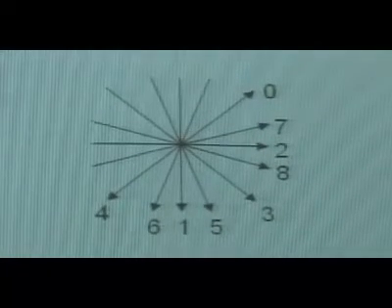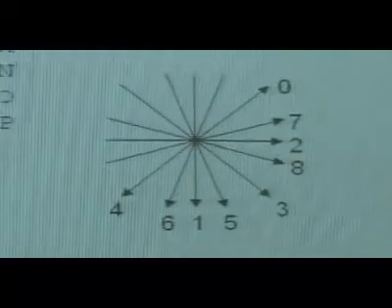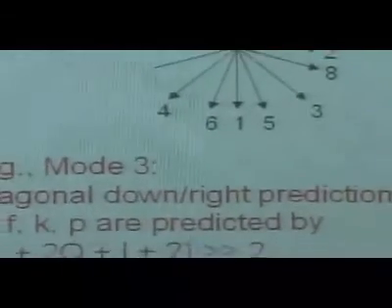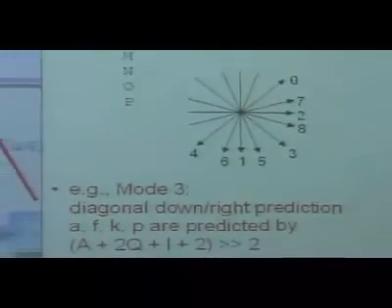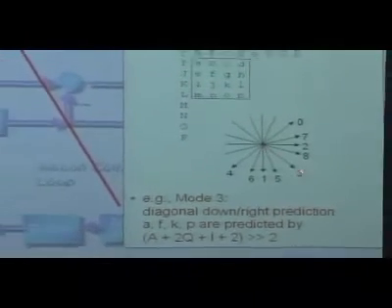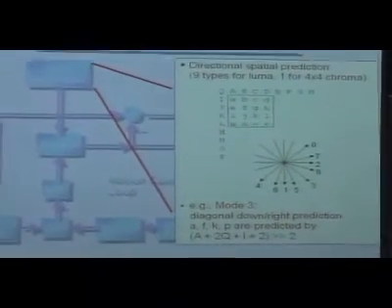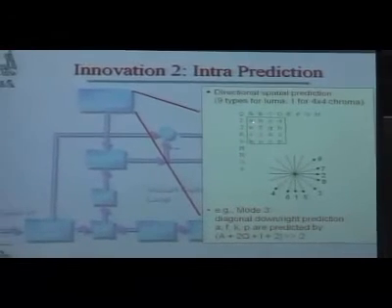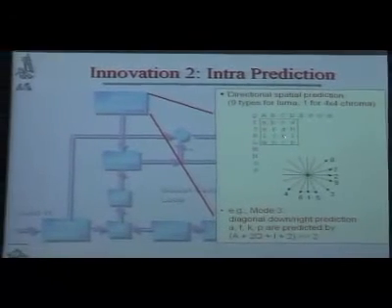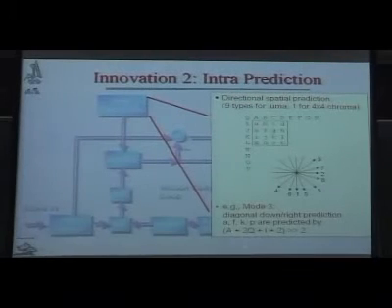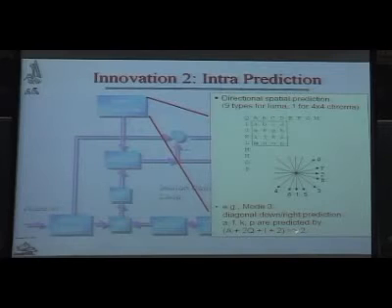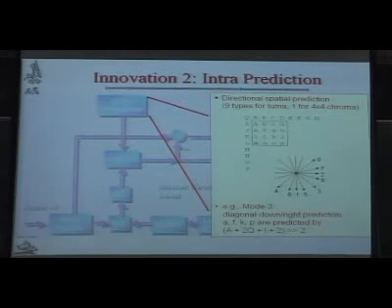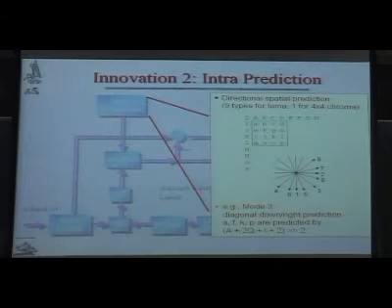And the way they do prediction is this. Let's take an example, mode 3. What is mode 3? Mode 3 is this direction, right? So you predict A, F, K, P. You predict these 4 pixels by this formula: A plus 2Q plus I plus 2, then shift by 2. Do you know what this means? Shift by 2 means divide by 4 and then truncate whatever is below the decimal point.